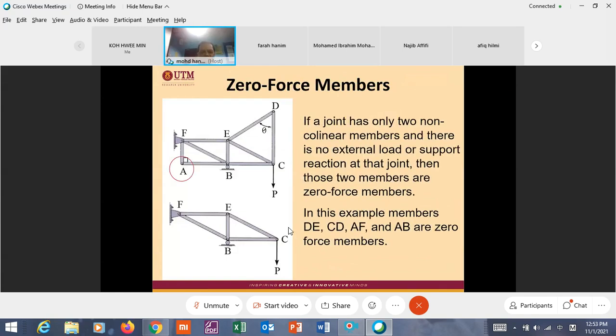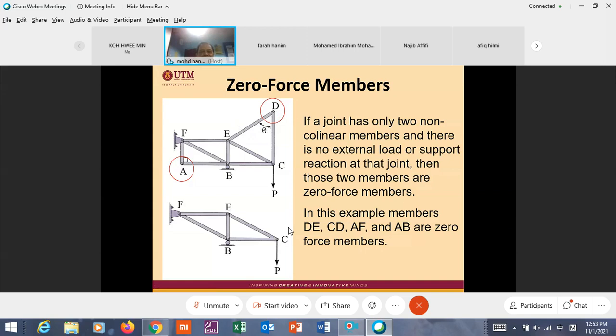Okay. What does the theory say? Actually, this is not a theory. This is an observation. If a joint has only two non-collinear members and there is no external load or support reaction at that joint, then those two members are zero force members. For example, D and A. Only two members meet at the joint where there is no external load. Similar here. So both members are zero force members.